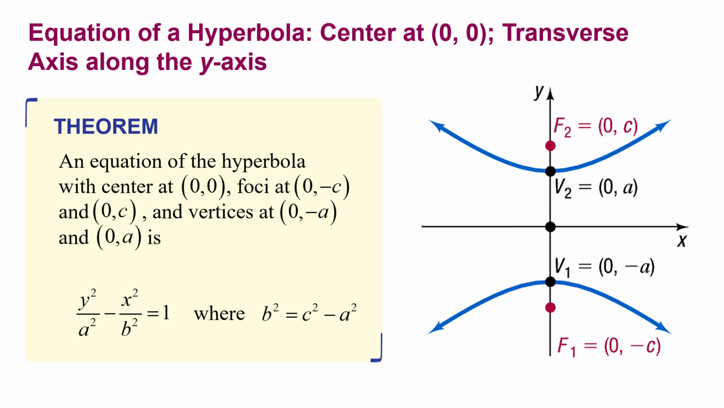Now let's notice that the distance from the center to either vertex is a, and thus the distance between the vertices is 2a, and furthermore, the hyperbola has no x-intercepts. Additionally, there are no points on the graph for any y values between -a and a.